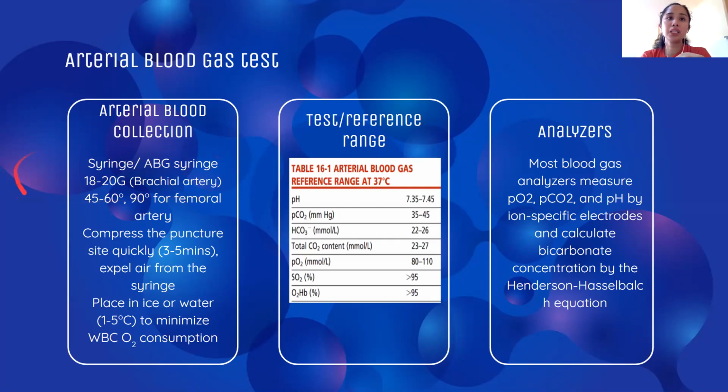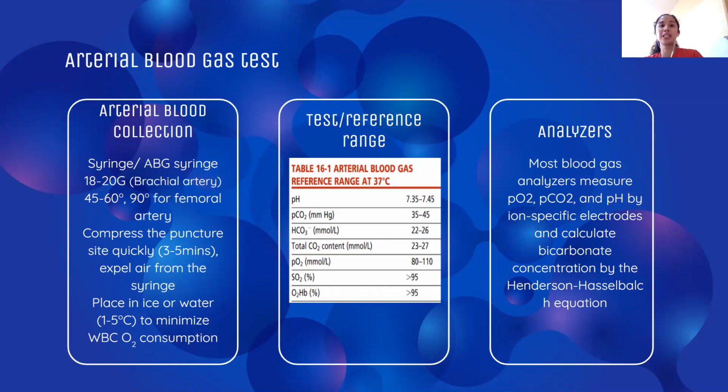So, for brachial artery, what we use is 18 to 20 gauge. The normal angle for your ABG is 45 to 60 degrees. So, 90 degrees pag sa femoral artery or sa inguinal artery, class. Sa inguinal area, sa may singit, I tried doing a femoral artery, and I failed. Next, class.